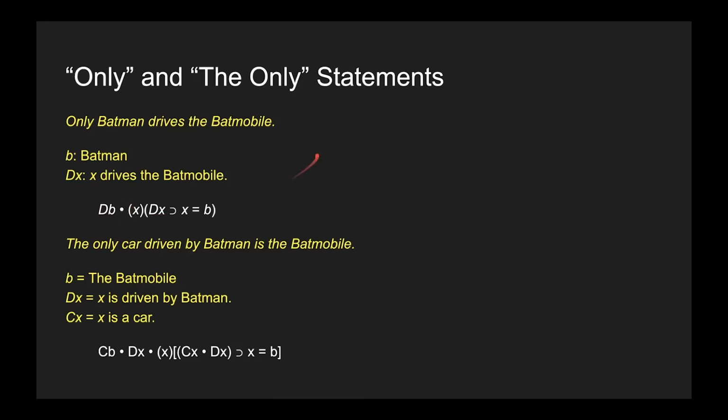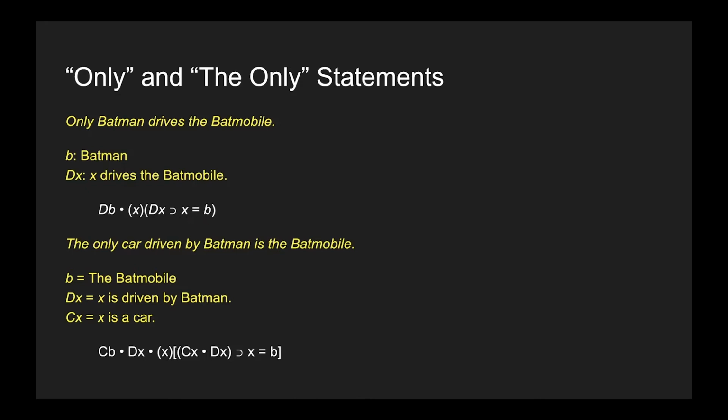But that's not all this English sentence says. It says that only Batman drives the Batmobile. So we need a way of indicating that there's no other person or object that drives the Batmobile besides Batman. And that's what's happening in the right-hand conjunct of this statement. The right-hand conjunct says, for all x, in other words, for anything in the universe, if that x drives the Batmobile, then that x is identical to Batman.